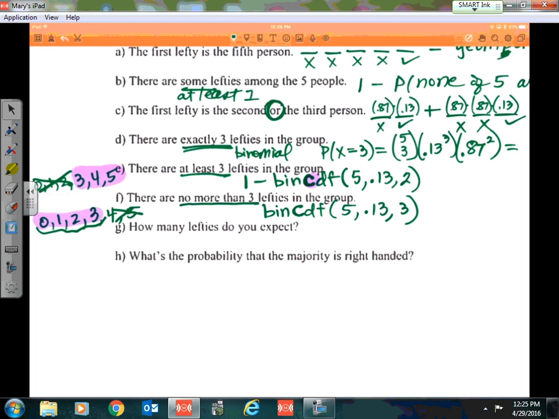Okay, how many lefties do you expect amongst those 5? What did I tell you a synonym to how many you expect is? What is the mean? That is n times p. So what would that be here? 5 times 0.13. And I'm going to change question H.